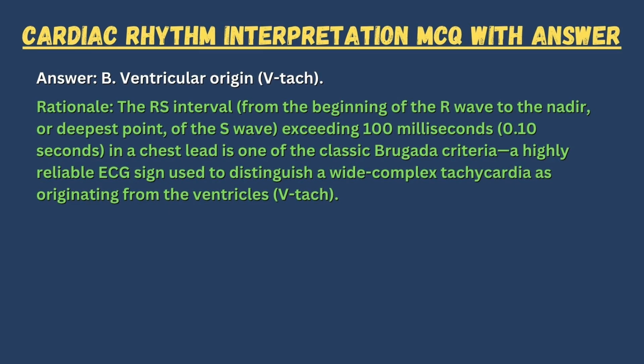Rationale: The RS interval, from the beginning of the R wave to the nadir, or deepest point, of the S wave, exceeding 100 milliseconds, 0.10 seconds, in a chest lead is one of the classic Brugada criteria, a highly reliable ECG sign used to distinguish a wide complex tachycardia as originating from the ventricles, V-Tach.